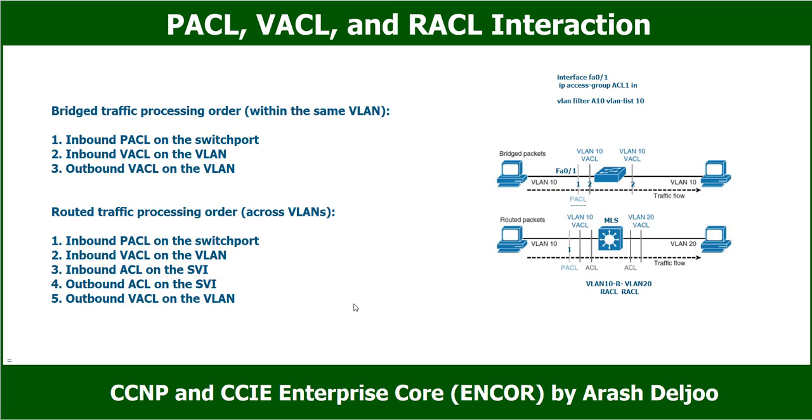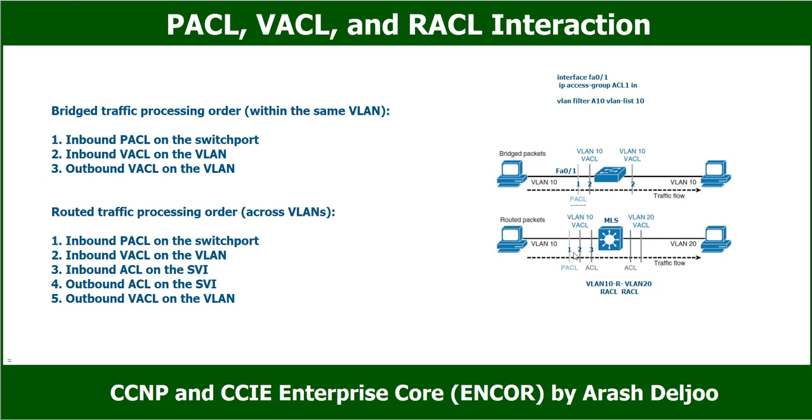You know it. The second step is the VACL in the source VLAN, in VLAN 10. Assume that we send traffic from VLAN 10 to VLAN 20. Because of that, the VACL of VLAN 10 has priority. After that, because the traffic is now received by the RACL applied to interface VLAN 10, the next step is the inbound ACL or RACL on the SVI, or switched virtual interface.